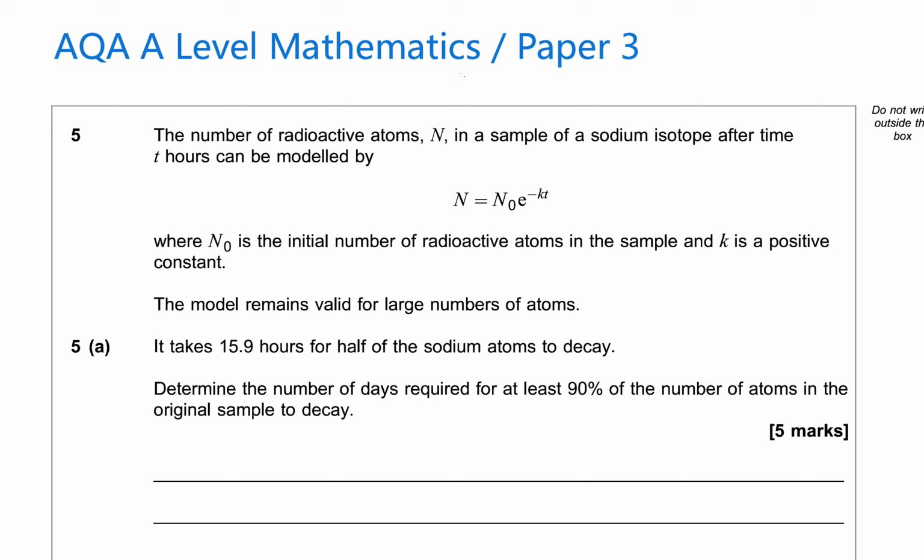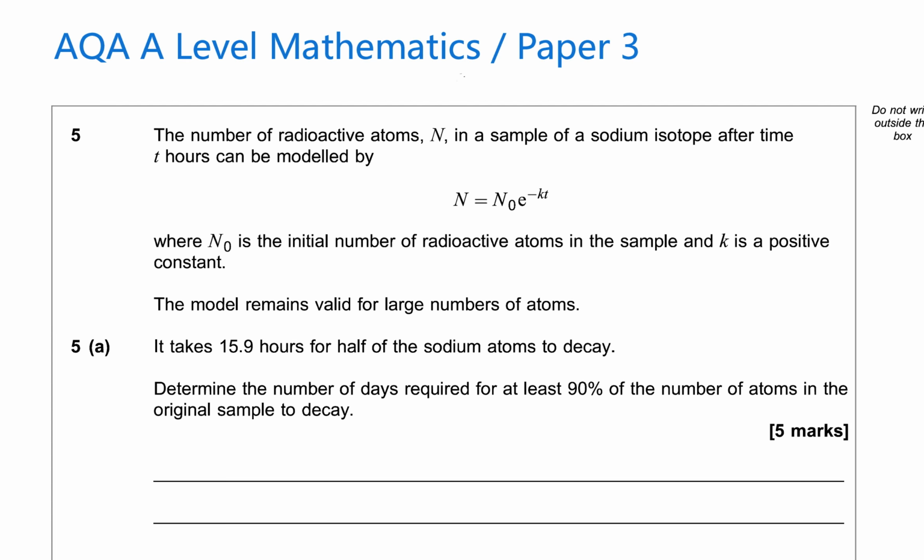Hello everybody. So in this question, the number of radioactive atoms N in a sample of a sodium isotope after time t hours can be modeled by N equals N0 e to the power minus kt, where N0 is the initial number of radioactive atoms in the sample and k is a positive constant. The model remains valid for large numbers of atoms.